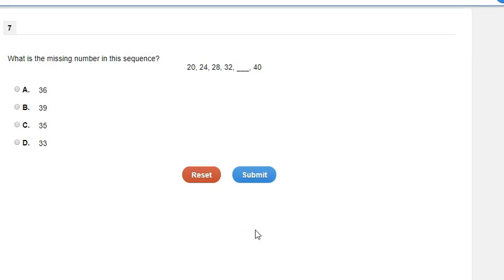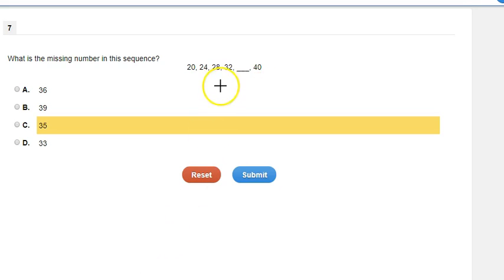Okay, next question. What is the missing number in this sequence? Again, it's the same thing that we've been doing. So our first part is to subtract. And we are going to just subtract the first two numbers. So I'm going to take 24. Let's make this a 2. Start over. 24, that's a 4. Minus 20.